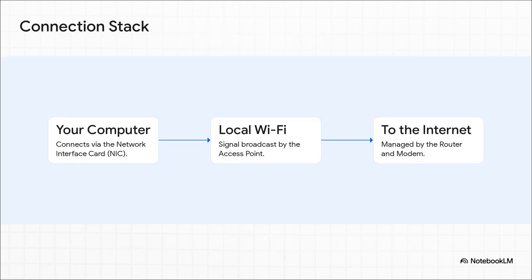So let's just put that all together for a second. A request starts at your device's NIC, it jumps onto the Wi-Fi signal from the access point, then it gets directed by the router, and finally it's translated by the modem to get sent out to the big, wide internet. And all of that happens in less than a second.